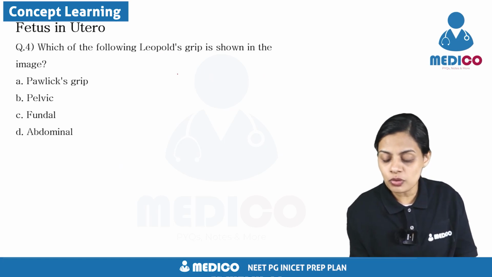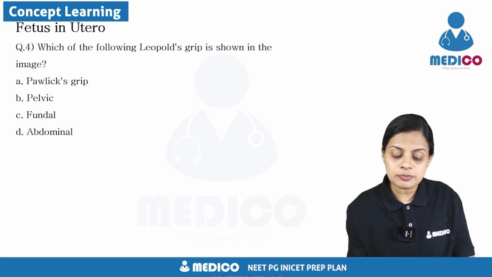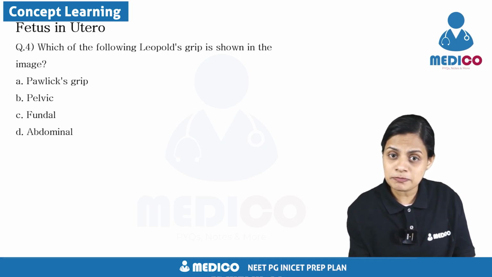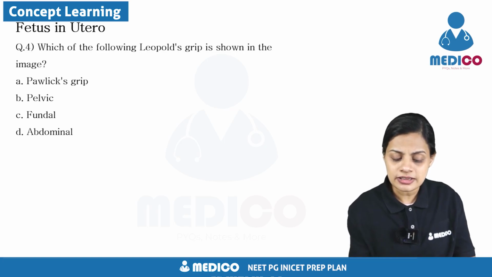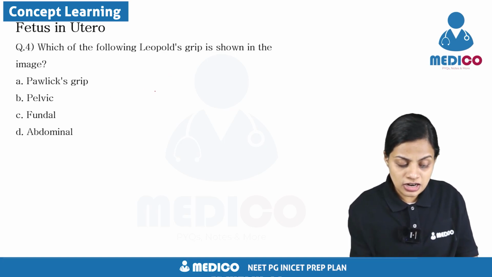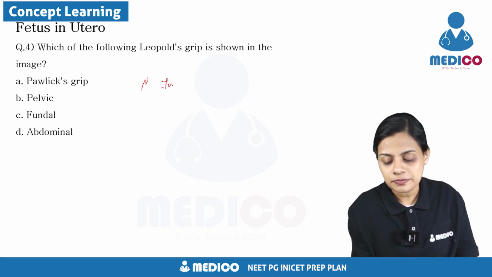Question 4. Which of the following Leopold's grip is shown in the image? We have got 4 different Leopold's grips. These are the grips that help us to determine how the fetus is lying. What is the attitude of the fetus in the uterus? We'll start with the first grip. That is the fundal grip.